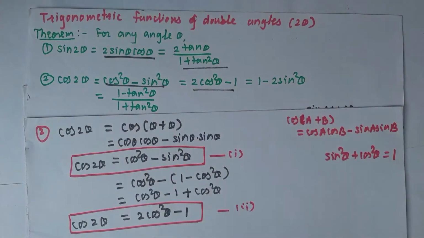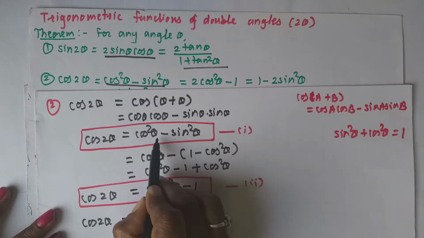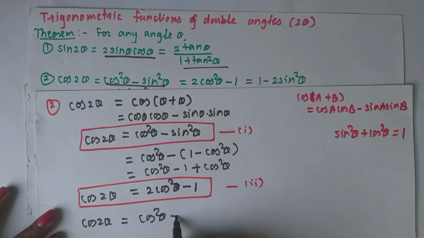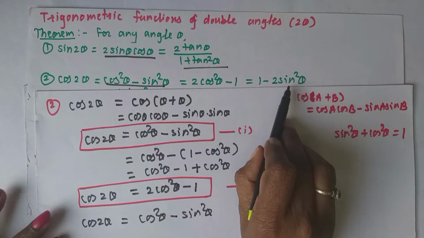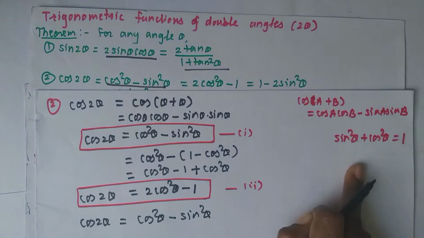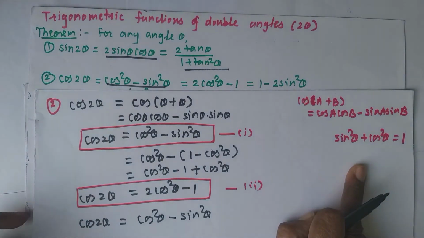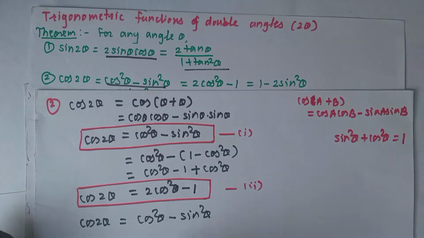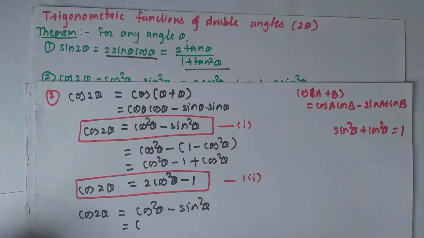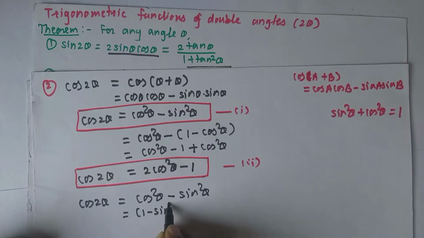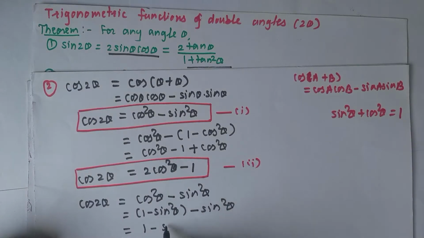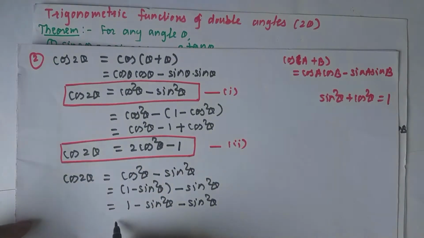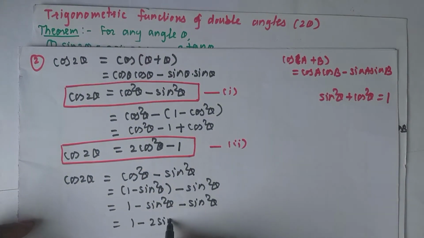To prove this third, you again write down the first result, that is cos square theta minus sin square theta, as it is. And to prove the third result, see, there is only sin theta. Therefore, using our first identity, sin square theta plus cos square theta, I will keep the value of cos square theta as 1 minus sin square theta. Okay, this is minus sin square theta. Now open the bracket, 1 minus sin square theta minus sin square theta. And this is nothing but 1 minus 2 sin square theta.